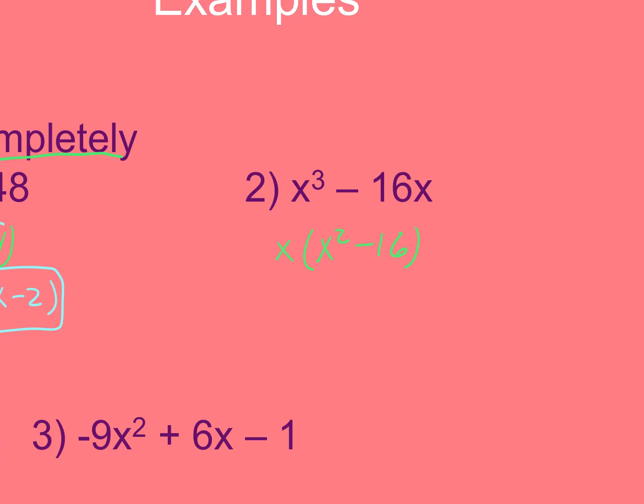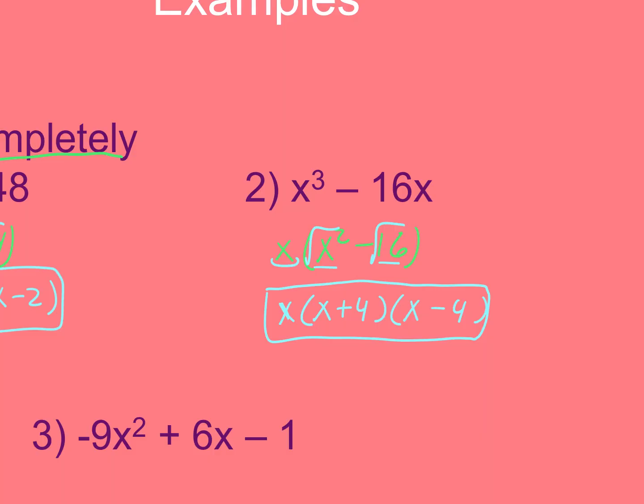There is in this case, right? x squared and 16 are both perfect squares. Remember that the difference of squares is going to be two sets of parentheses, one gets a plus, one gets a minus, and it's just going to be the square root of the first, square root of the second. So x plus 4, x minus 4, and I'm going to have that x out front still as the original GCF.